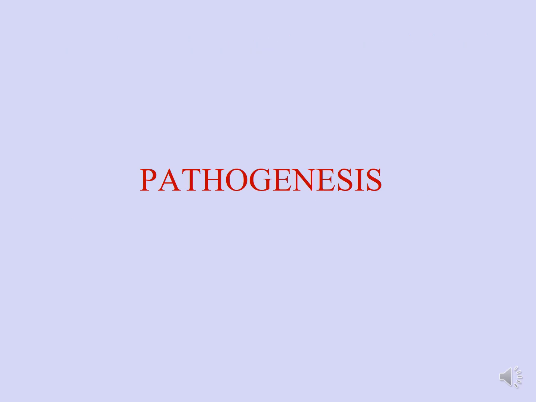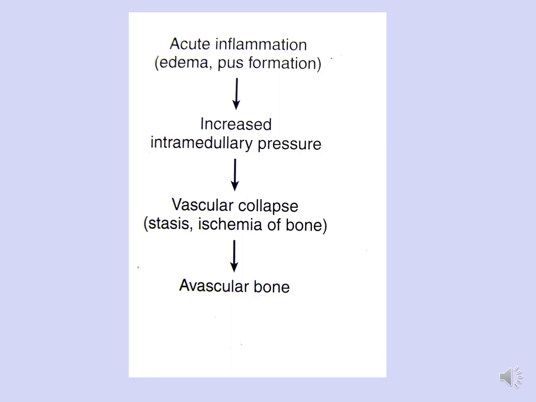Let's look at the pathogenesis now. Acute inflammation, edema, and pus formation in the bone lead to increased intramedullary pressure. This increased intramedullary pressure leads to vascular collapse, that means stasis of blood, ischemia of the bone, leading to avascular bone. This avascular bone is what leads to the end result of what happens with osteomyelitis. Okay.